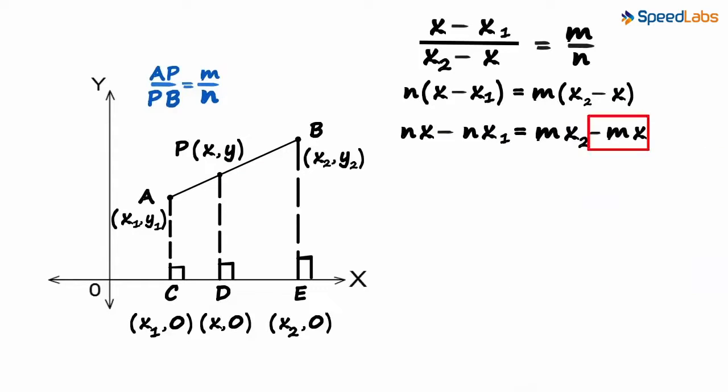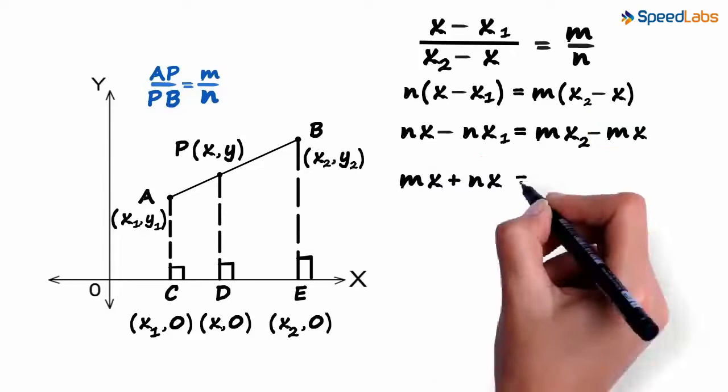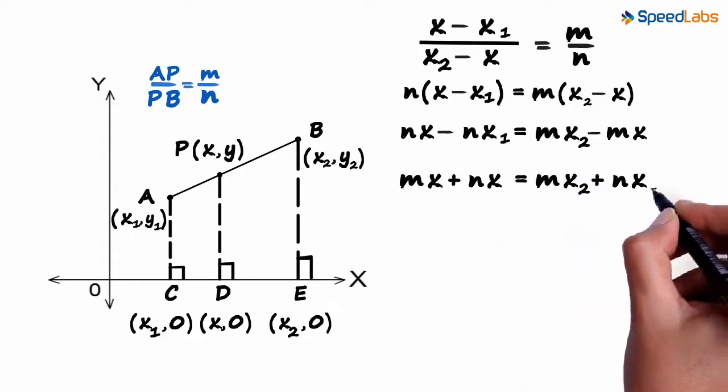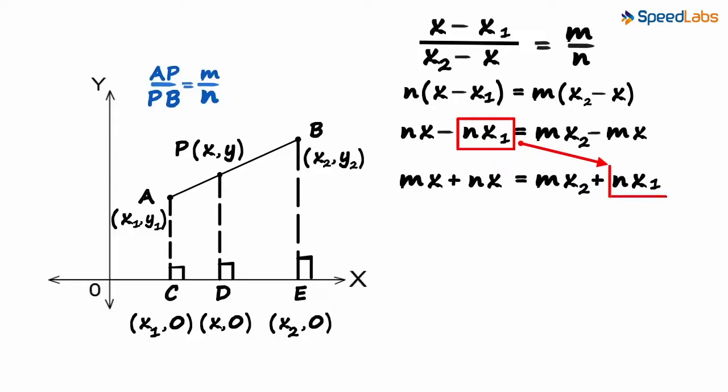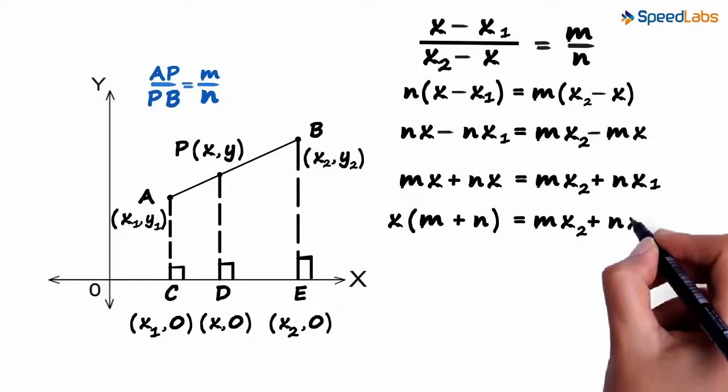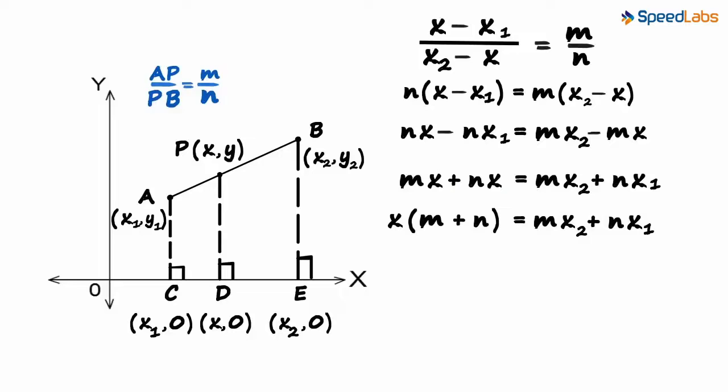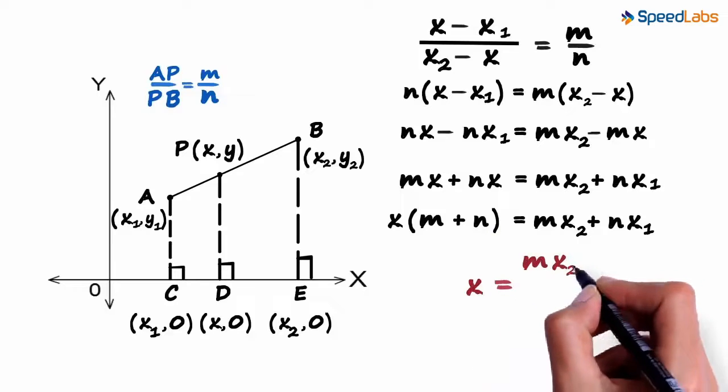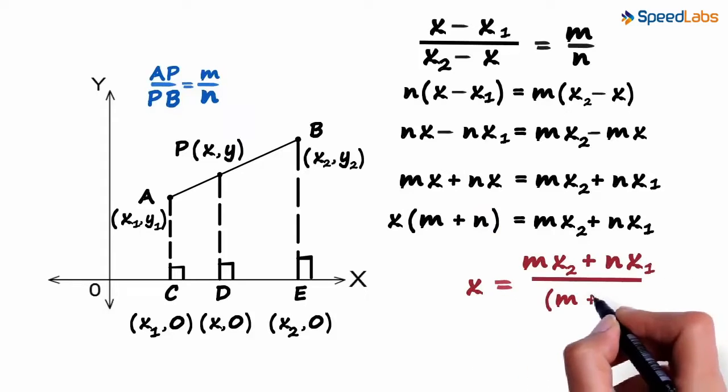Getting the term with variable x in it on the left hand side, we get mx plus nx equal to mx2 plus nx1. This term was transposed here and this one was transposed here. As x is the common factor on the left hand side, we can write x multiplied by m plus n will equal mx2 plus nx1. Now we just have to transpose m plus n to the other side. Finally, we get the value of x as mx2 plus nx1 divided by m plus n.